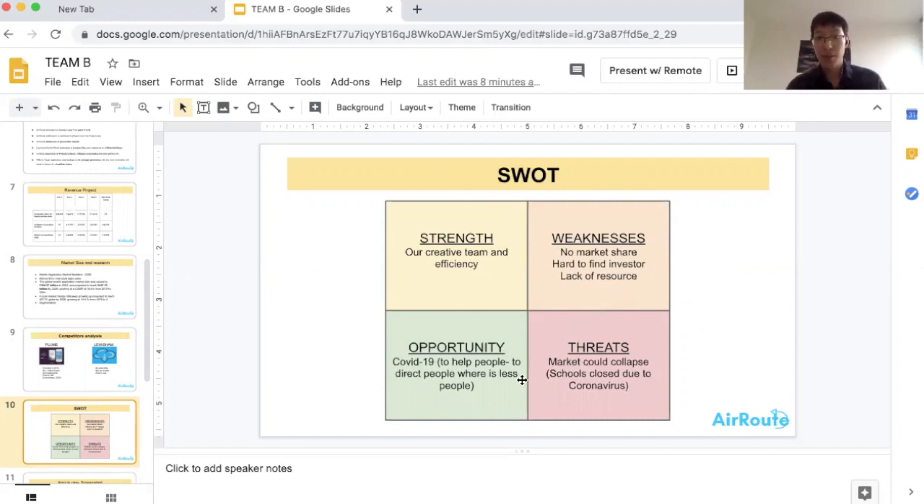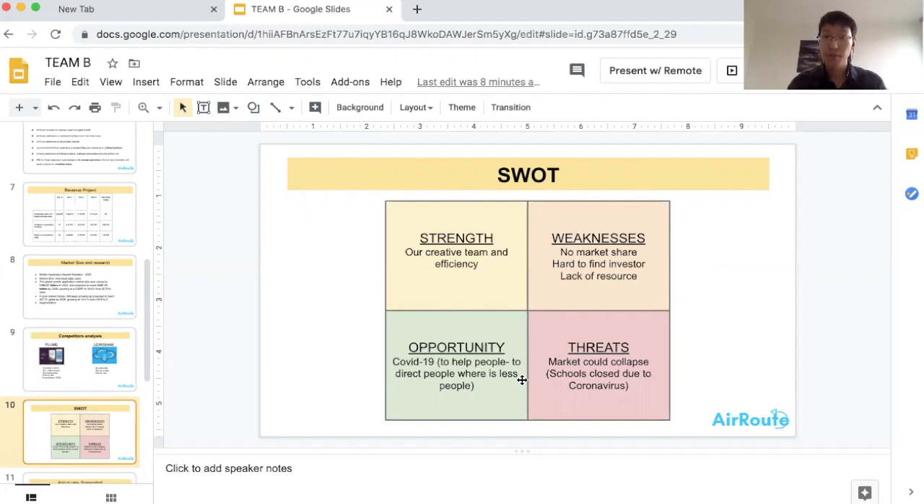An opportunity: we could use this COVID-19 situation to help people select routes when they want to go outside for exercising, jogging, or going to the groceries, stuff like that. So on the app, they can see which route has fewer people, depending on the pollution. If it's high pollution, of course, there are fewer people going there.